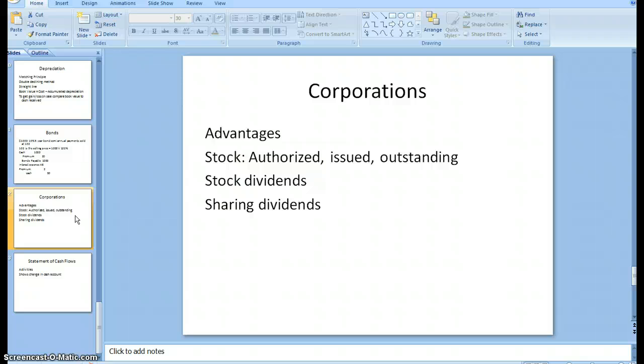So corporations, there's some theory questions there. Advantages of a corporation, it's easy to raise capital, limited liability for owners. Remember, in stock, I'm going to run out of time here. In stock, you have authorized shares, issued shares, and outstanding shares. Okay, you have to be able to calculate dividends and share them between preferred shareholders and common shareholders. And then remember, stock dividends do not affect total equity, only moving from retained earnings into common stock. So total equity stays the same in a stock dividend.